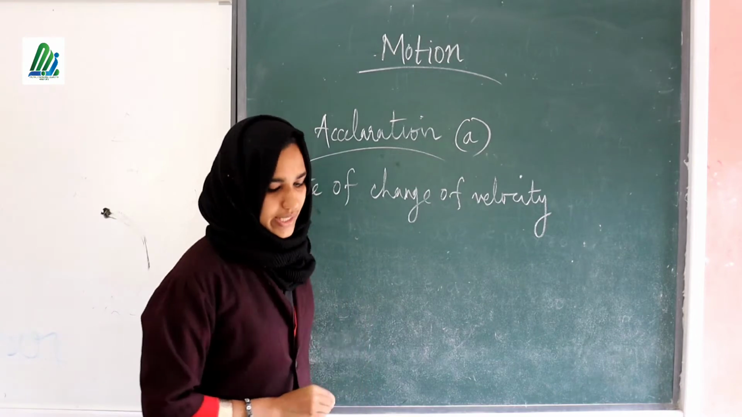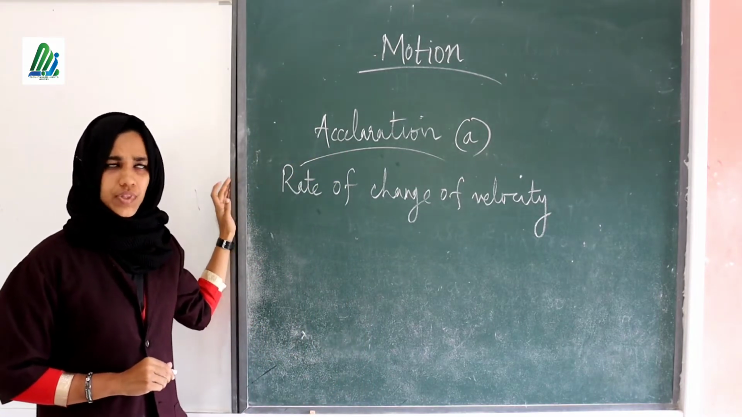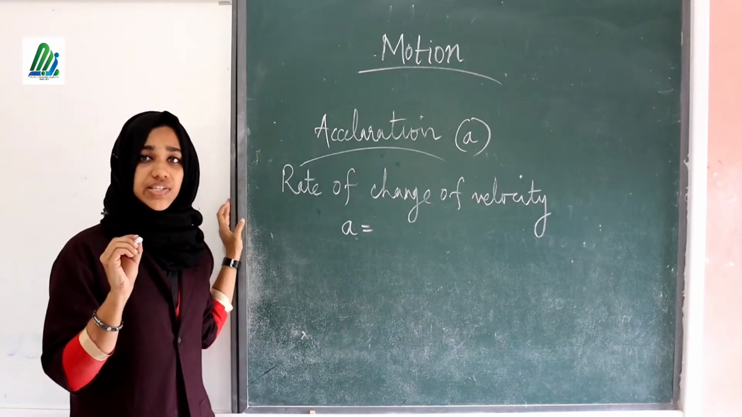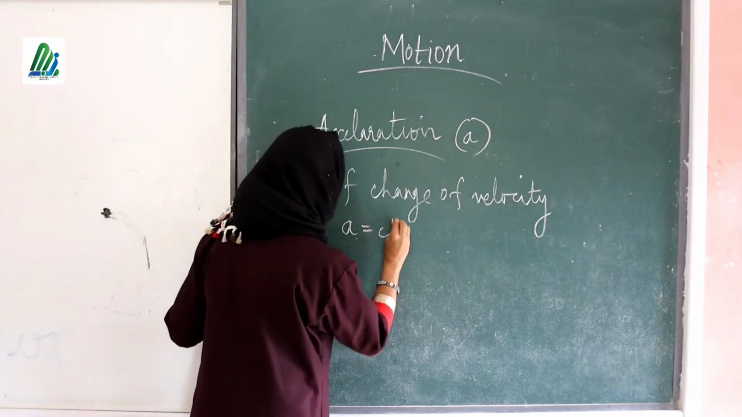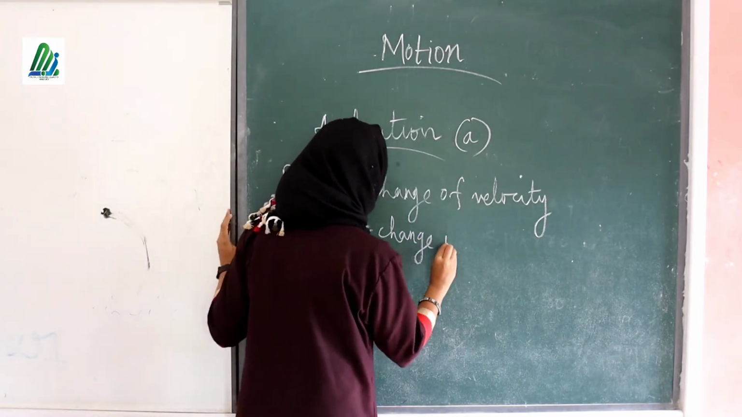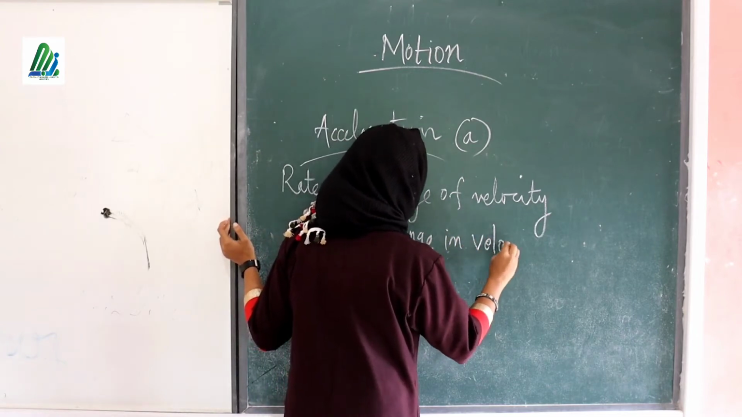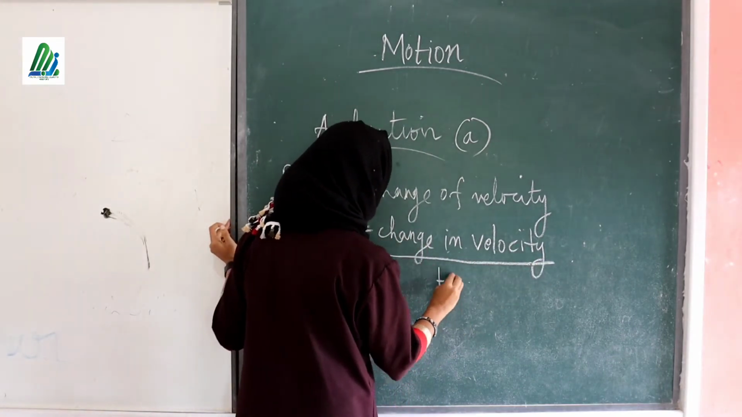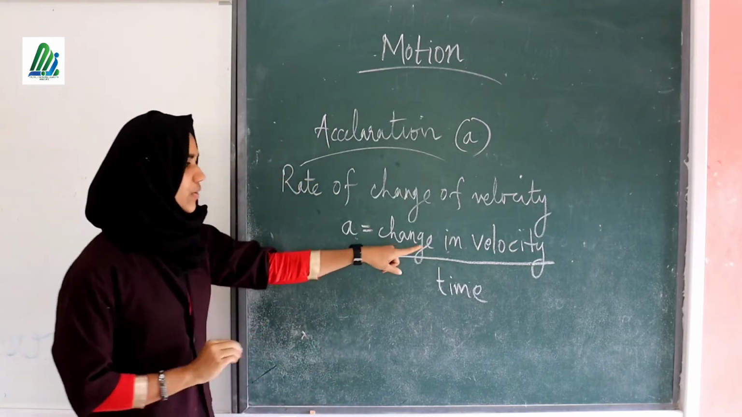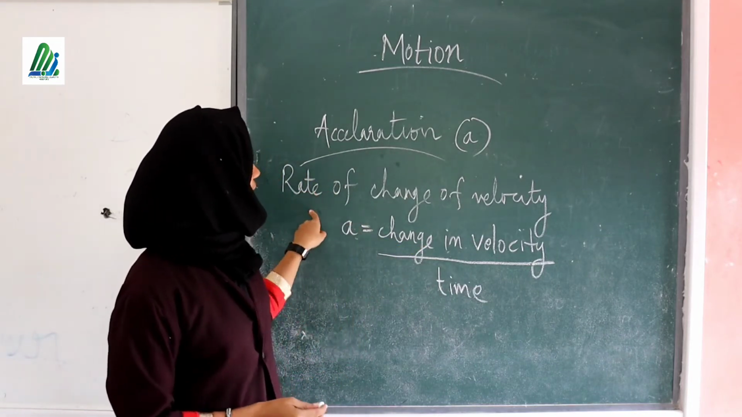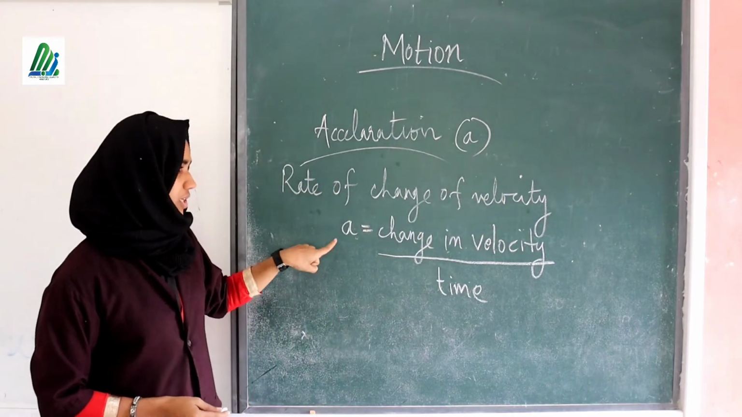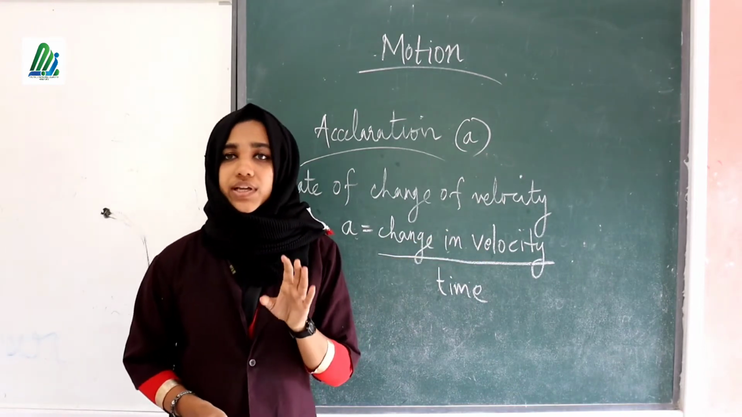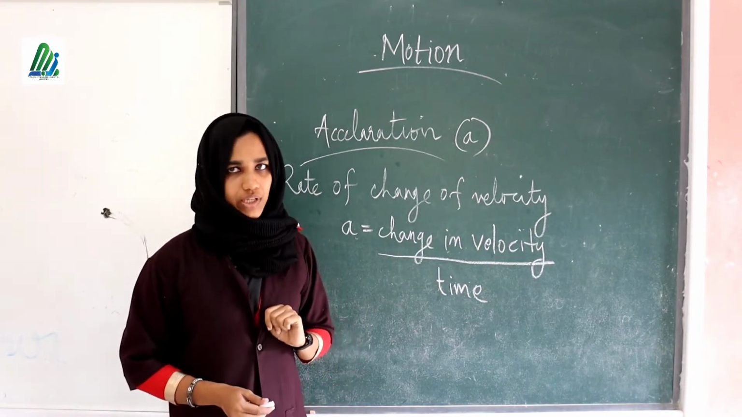Is it clear? Now you know the equation. Look here. Acceleration is equal to change in velocity by time. The change in velocity is the difference between the initial velocity and the final velocity. Acceleration is the rate of change of velocity, so acceleration is equal to change in velocity by time. Is it clear?